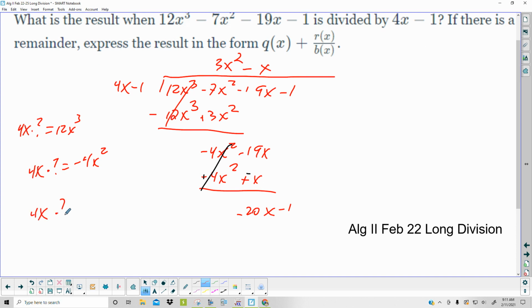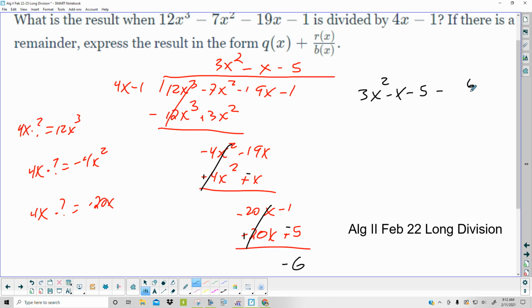4x times what gives you minus 20x? That will be minus 5. Minus 5 times all this is minus 20x plus 5. Okay. Change their signs. Plus, minus, gone, minus 6. So the answer to this is 3x squared minus x minus 5 minus 6 over 4x minus 1. Okay.